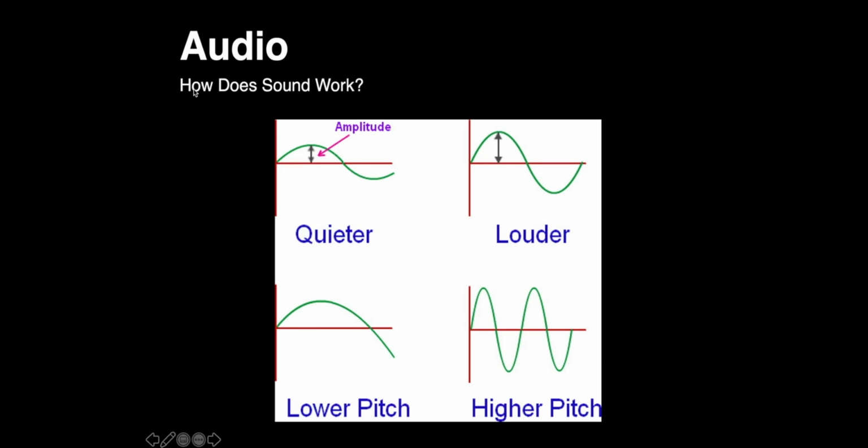So how does sound work? Basically we have an amplitude and a frequency. The smaller the amplitude, the quieter the sound is. The higher the amplitude on the wave, the louder it is. And for frequency or pitch, the longer distance between each wave is going to be a lower pitch, and the shorter distance between each sound wave is going to be a higher pitch.